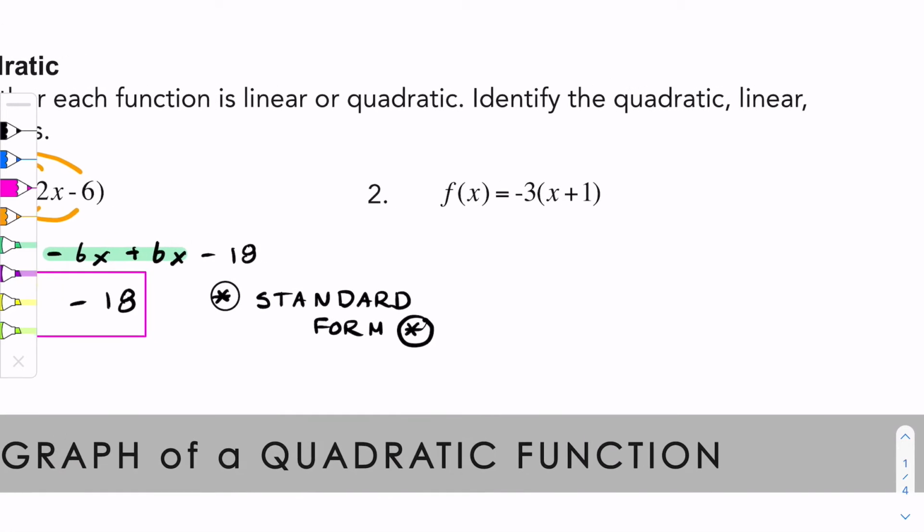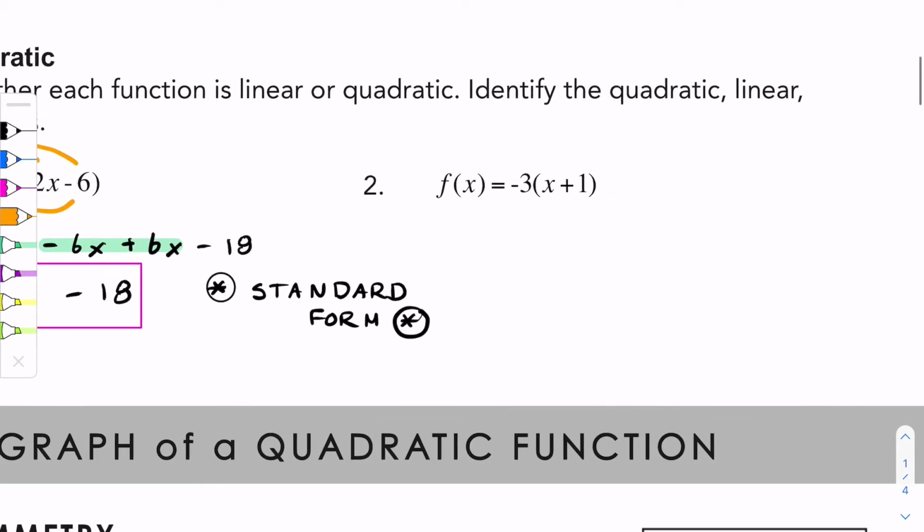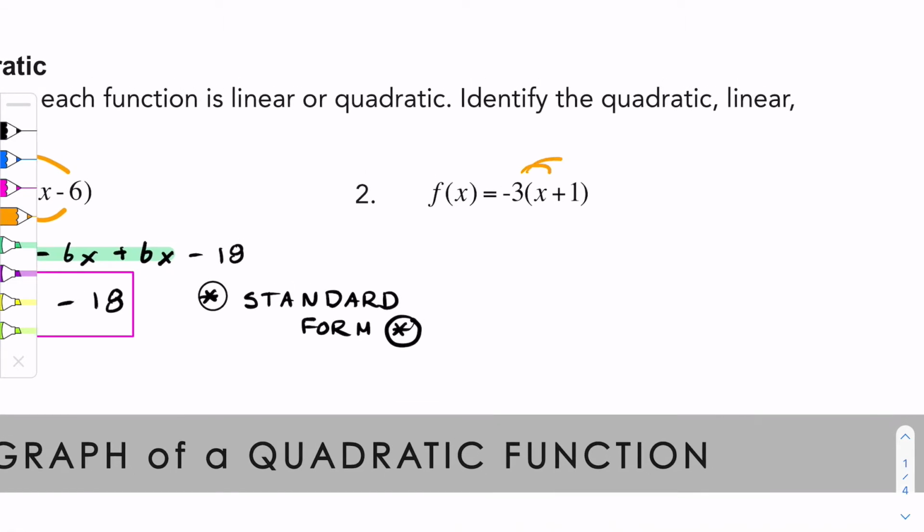Number 2, f of x is equal to negative 3 times x plus 1. We need to get this in standard form. Distribute that value of negative 3. We have negative 3x minus 3. So linear or quadratic. Well, we don't have a squared term. The highest degree that we have is this term right there. So this is a linear function.